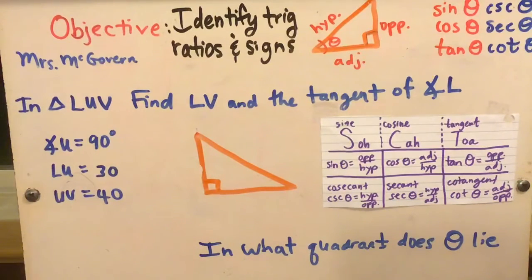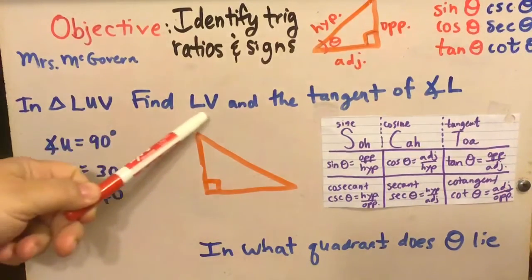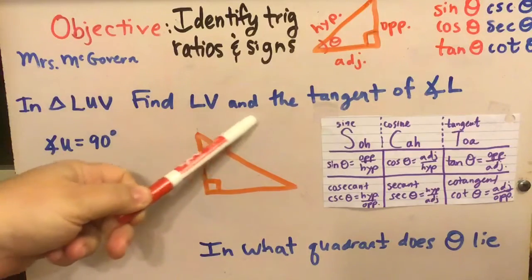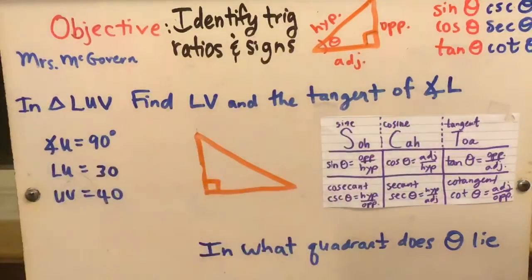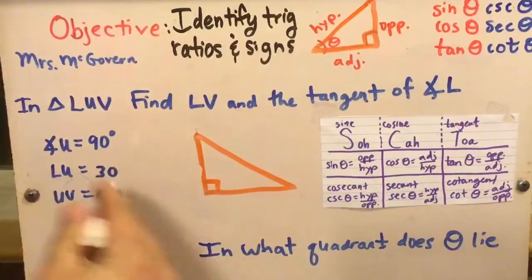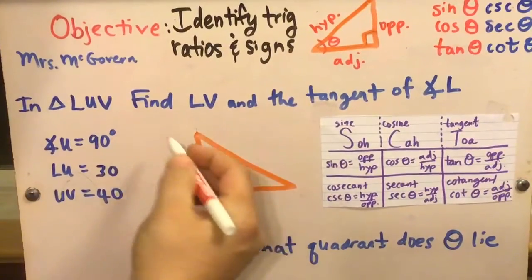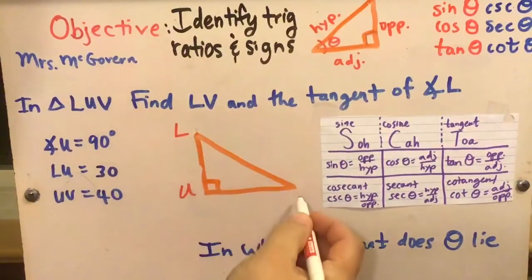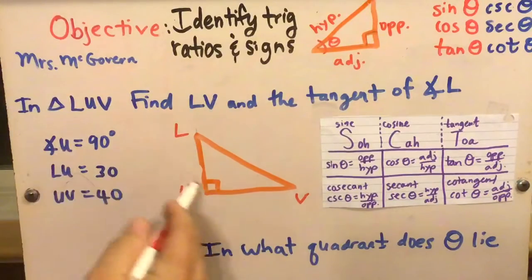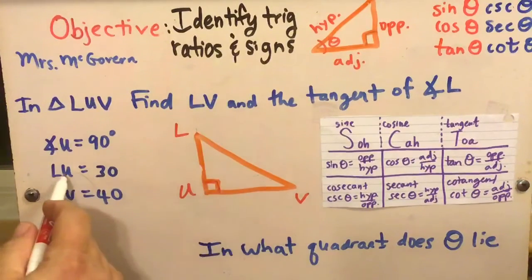All right, so here's some Delta Math I'm going to ask you to do in my class. If you have this triangle, LUV, you have to find an edge, LV, and the tangent of angle L. So we'll set this up. It says that U is 90, so I'll make this one U, and we have these two others, L and V. So if I already marked angle U as 90, L to U is 30.